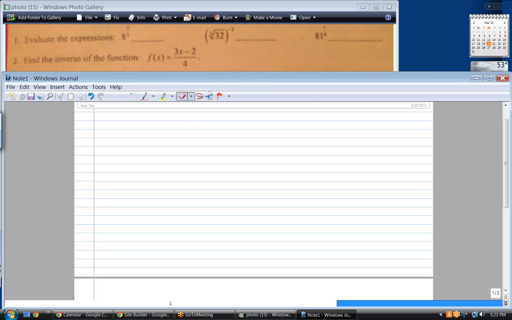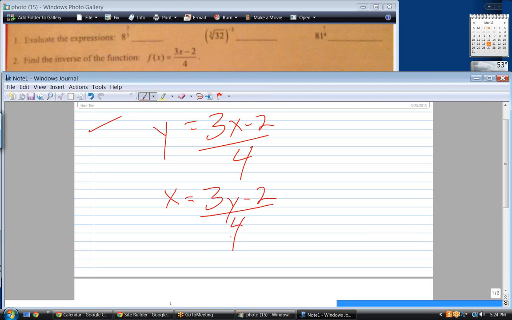All right, inverse functions. If f of x is equal to 3x minus 2 over 4, how do we find the inverse? For inverse, what do we do? Switch the x and the y. We don't have a y, so instead of f of x, let's say y, because y and f of x are interchangeable. So now we want to find the inverse of this. What's the next thing I'm going to write? x equals 3y minus 2 over 4.